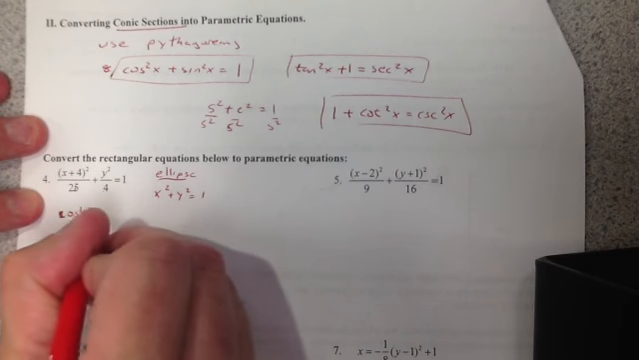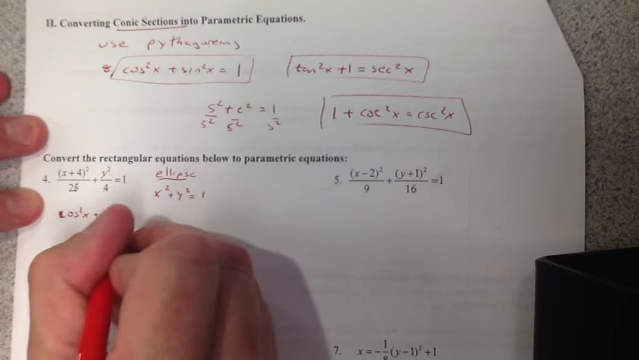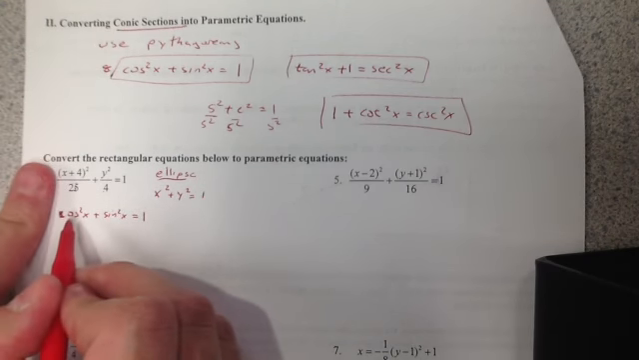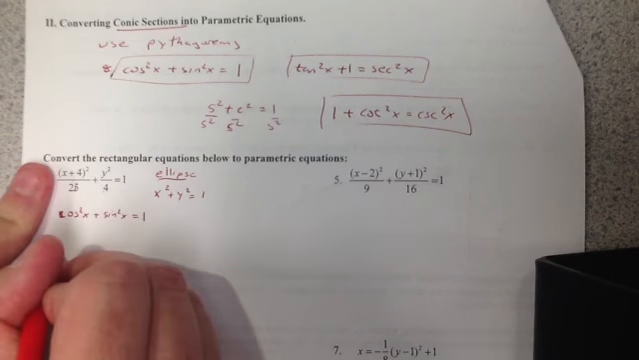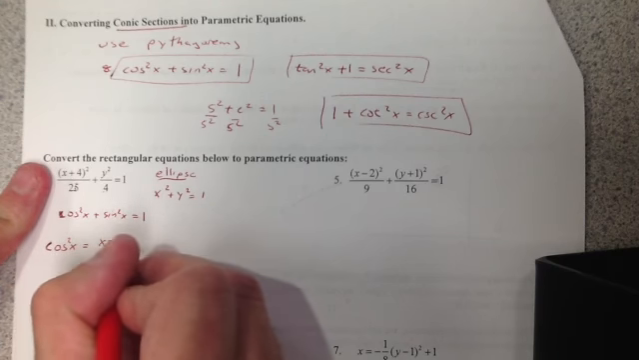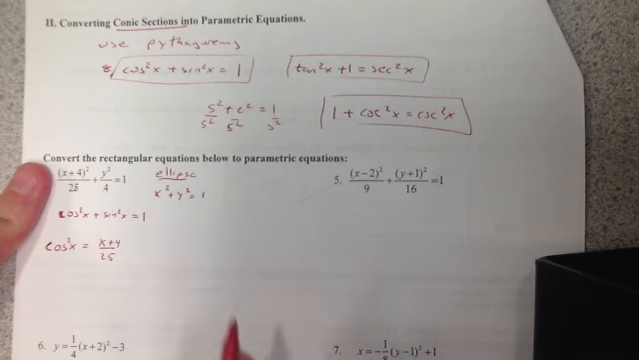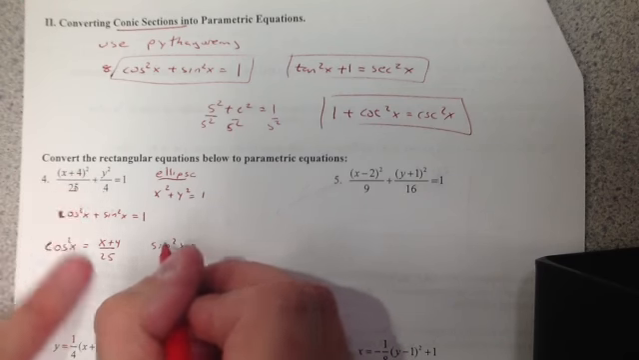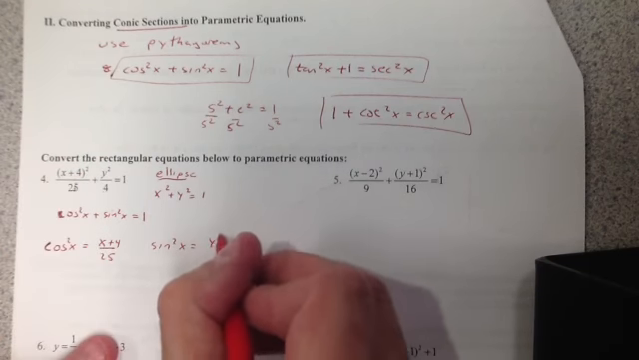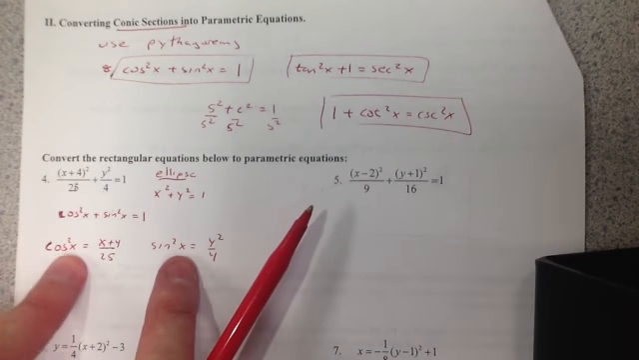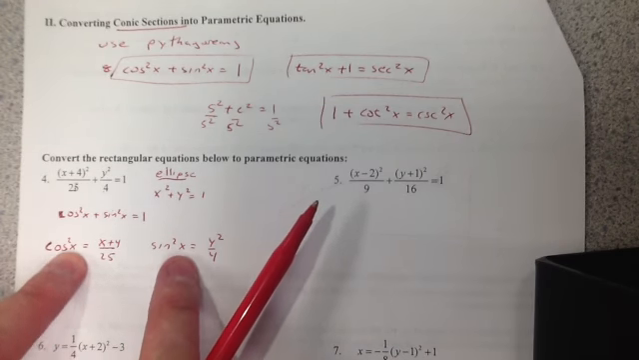So I can almost say this, cosine squared of x plus sine squared of x equals 1. Well, what are we putting in for cosine? Well, cosine squared of x equals x plus 4 over 25. And the sine squared of x, that's going to give me, well, which one does that match up with? Y squared over 4. Now, here's the difference. How do we make these parametrics? Very easy.